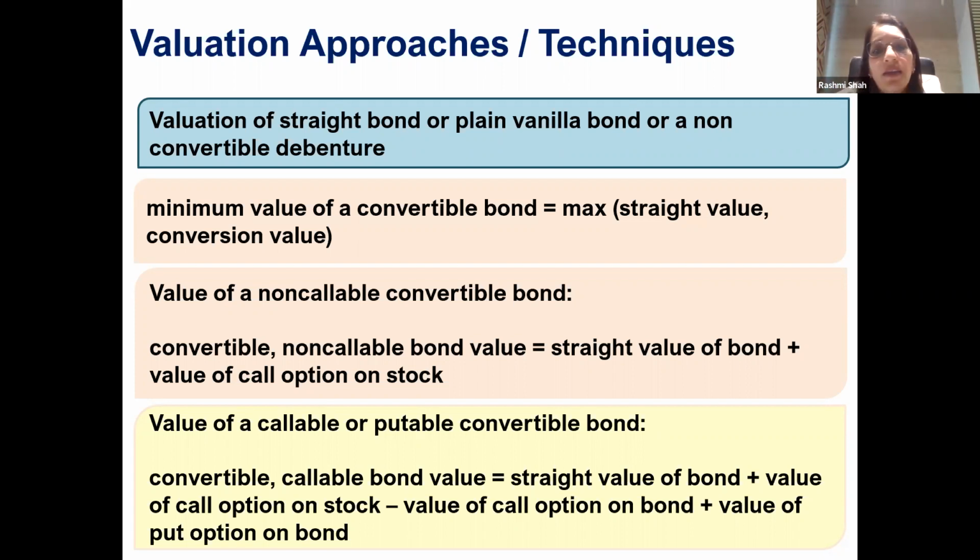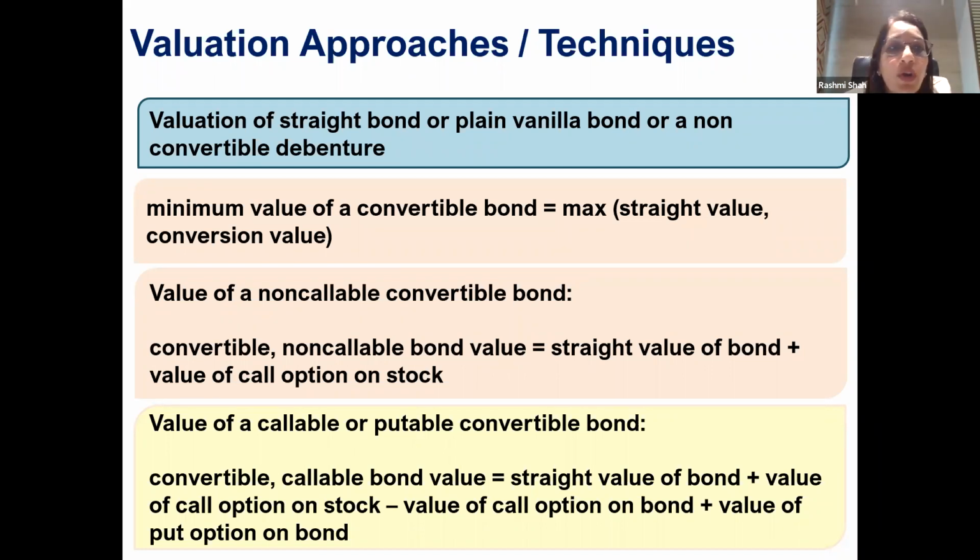How do you value call option on bond? You can do it using binomial methods. Generally, everybody uses the binomial method to run the iterations and get the value of call option on the bond.